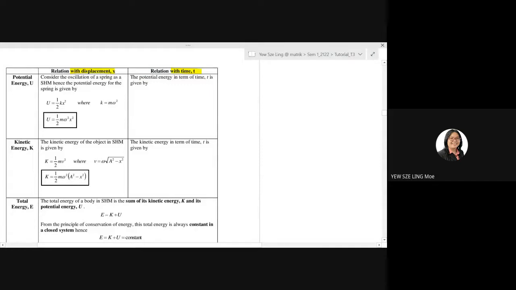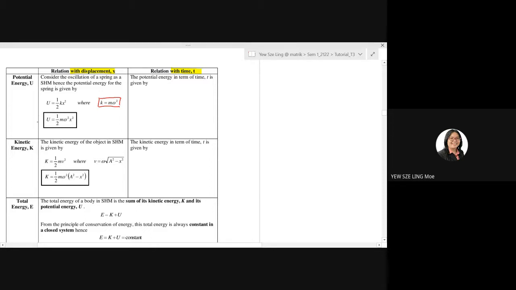So consider the oscillations of a spring as a simple harmonic motion. Hence, the potential energy for the spring is given by U equals 1 over 2 kx squared, and k is equal to m omega square, from chapter 9. So U equals 1 over 2 m omega square x square. Now, how are we going to form an equation with time then?